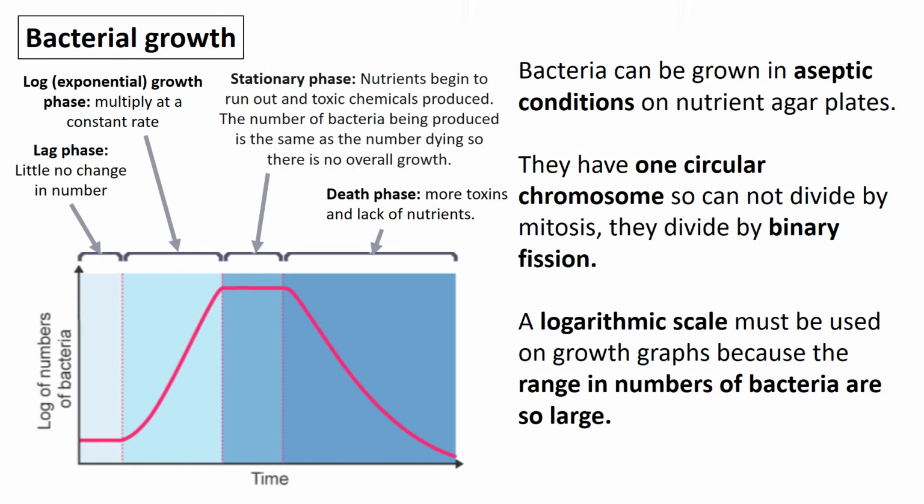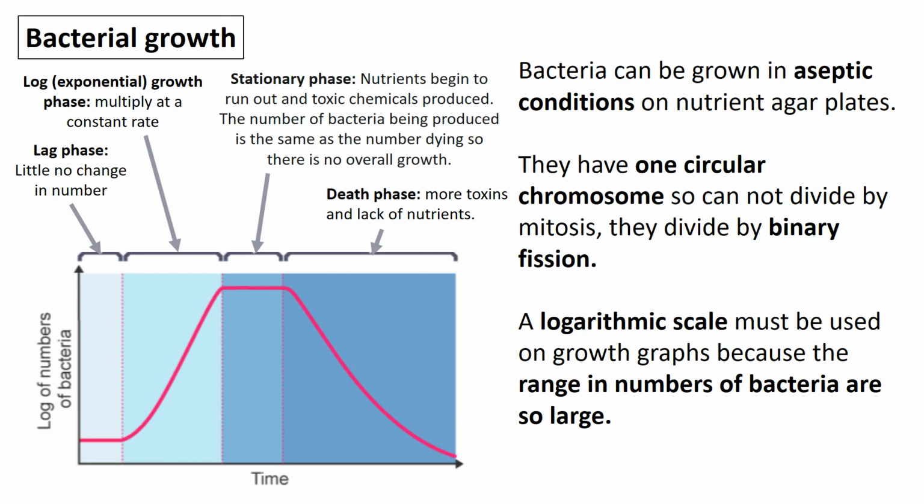Another bit of content you need to know for the triple paper, and the last bit of content, is about bacterial growth. Now, there is a required practical associated with this, but again, you could be asked quite a challenging question about how do bacteria grow. So bacteria need to be grown in aseptic conditions on nutrient agar plates.